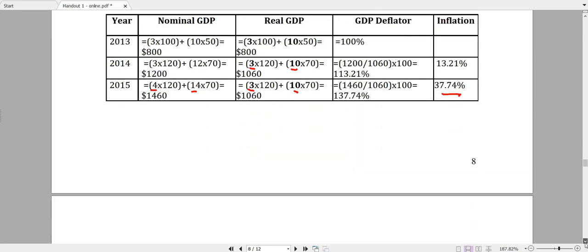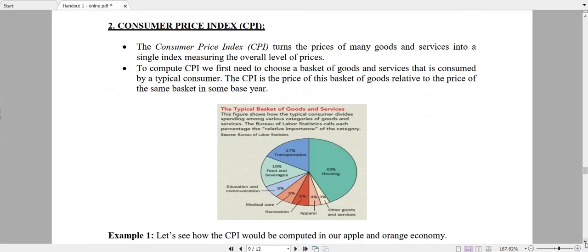Okay. So this was all about how a GDP deflator can be used to calculate inflation in the economy. Yet another technique for computing inflation is the CPI index. This stands for the Consumer Price Index. Here the trick is that you first need to select a basket of goods and services which are typically consumed by a consumer, and we take this basket to be constant from 1 year to the next. We are basically comparing the price of the basket in the current year relative to the price of the same basket in the base year.